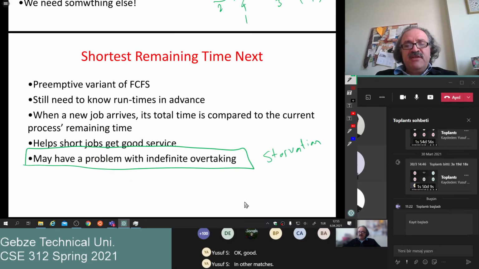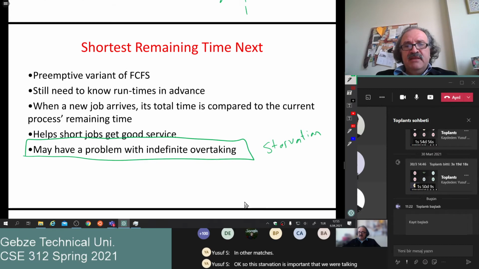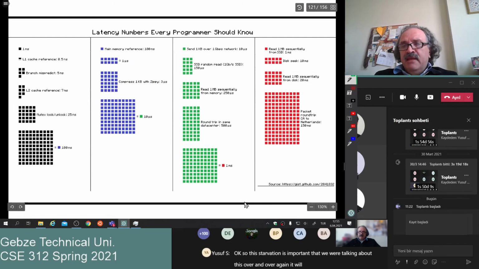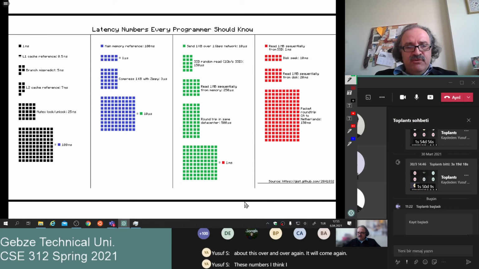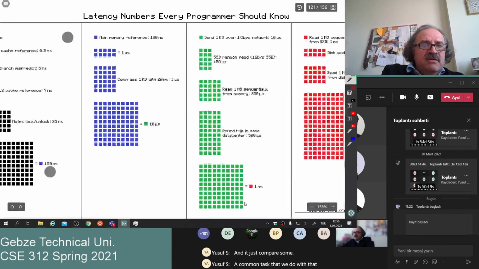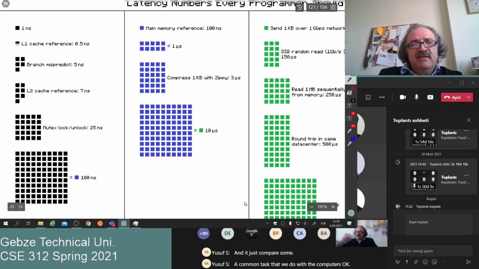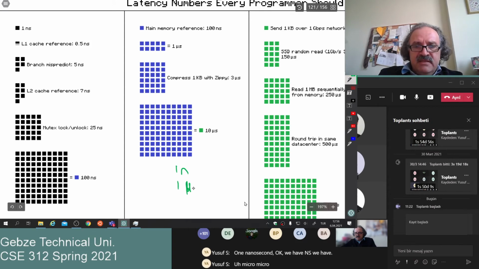Okay, so starvation is important, and we will talk about this over and over again. It will come again. These numbers, I think I showed you before. I have shown you these before, just to compare common tasks that we do with computers. We have nanoseconds, microseconds, and milliseconds, right?